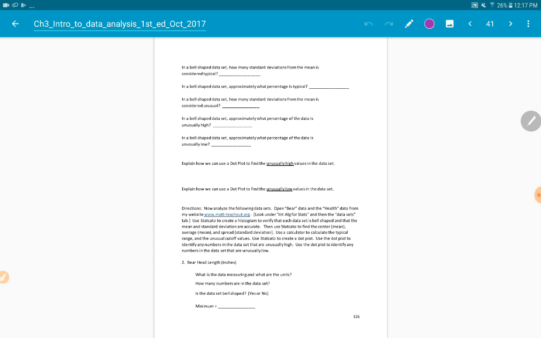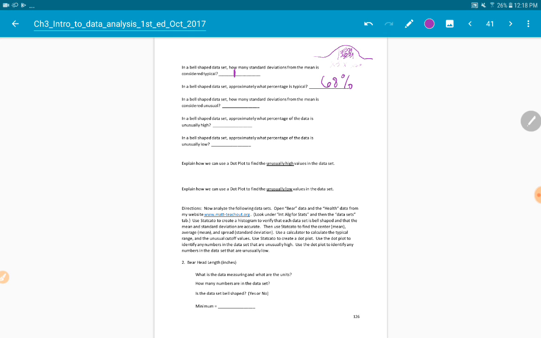In a bell-shaped data set, how many standard deviations from the mean is considered typical? So our bell curve, we might want to review that recording on the empirical rule. There's our mean in the middle, and going left or right, one standard deviation is those typical values. So it is within one standard deviation. That's our 68% center. In a bell-shaped data set, approximately what percentage is typical? That's 68%. That area in the middle here is 68%.